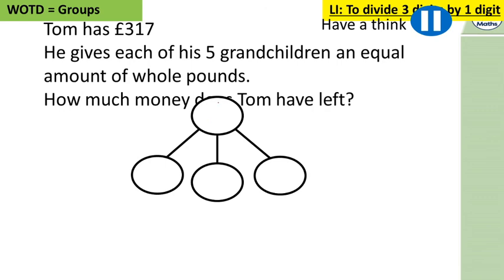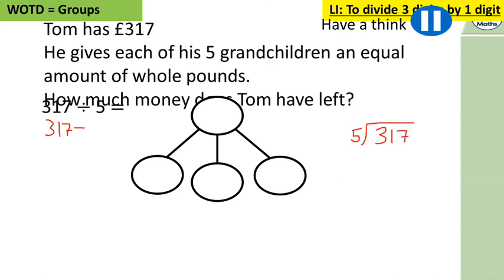Tom has £317. He gives each of his 5 grandchildren an equal amount of whole pounds. How much money does Tom have left? So what goes in here? How can you partition it? This is the sum that you are doing, so you can decide how you're partitioning it. See if that works, or you can use your bus stop method to help you with this. The sum is 317 divided by 5.